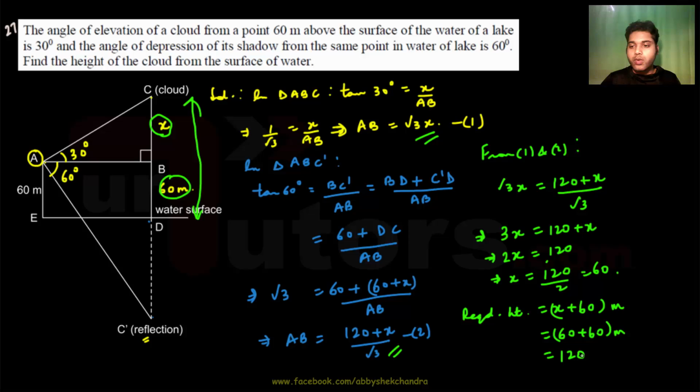equal to 120 meters. Now in this question, don't get confused, because it is saying shadow. Don't think the shadow is formed on the water surface here. That'll be wrong. Okay, it's basically the reflection. You don't see the shadow on the surface of the water of a lake.